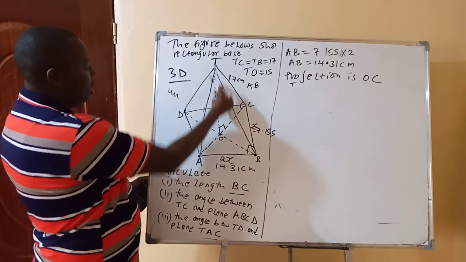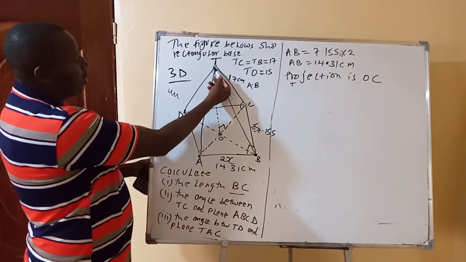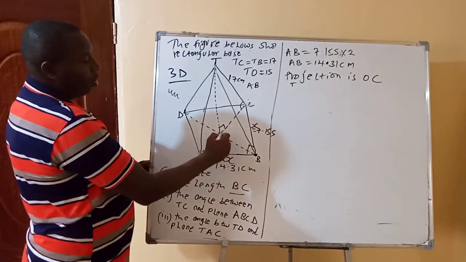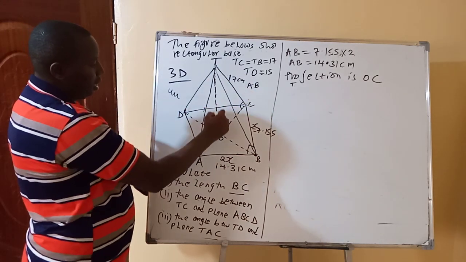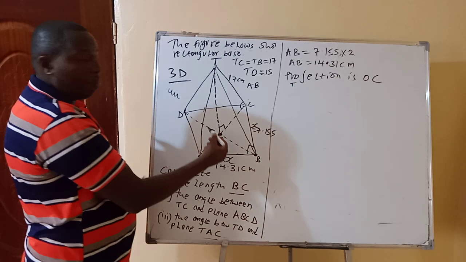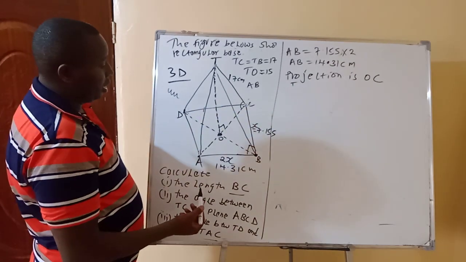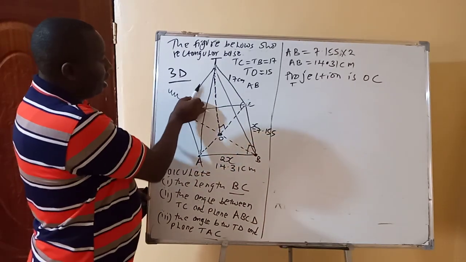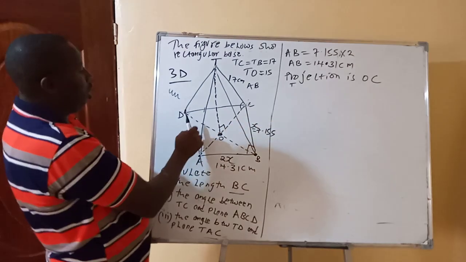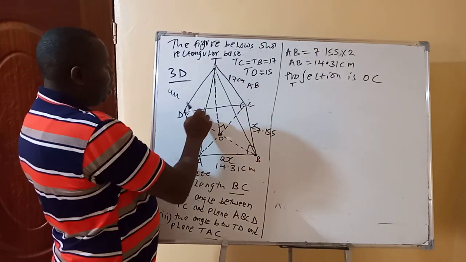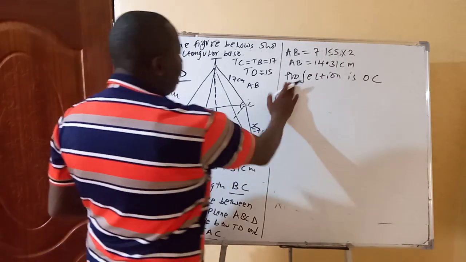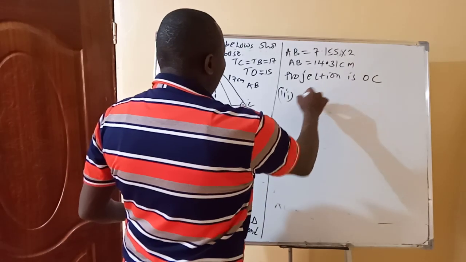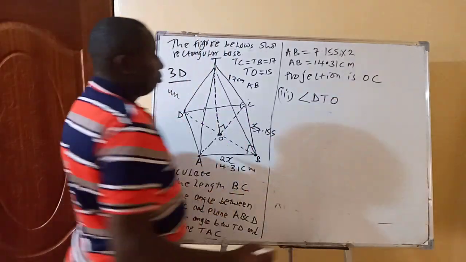TD and plane TAC. The projection of TD along plane TAC is TO, where this line makes an angle of 90 degrees. This is the perpendicular height. So the required angle between TD and plane TAC is angle DTO. The required angle for Roman 3 is angle DTO.